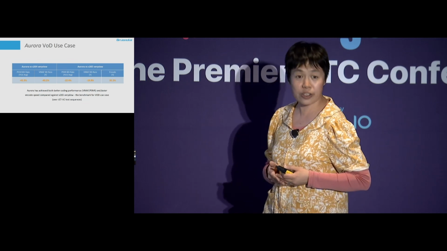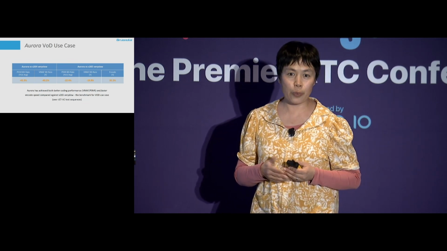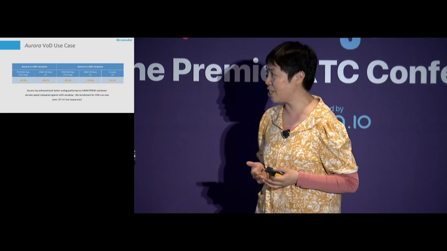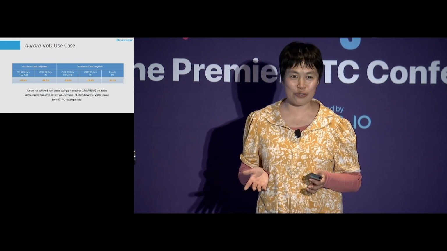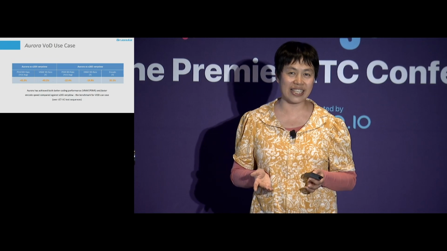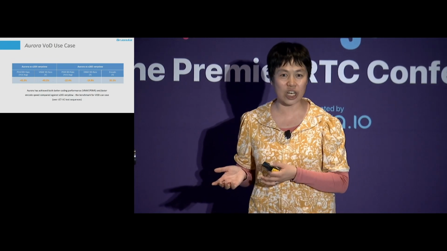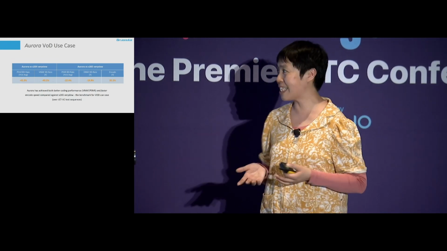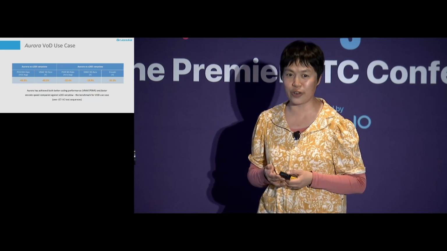Compared against X264 very slow, we achieve even better coding efficiency. But again, X264 is very fast, so even against X264 very slow, Aurora's encoder is still not as fast as the speed level of X264 very slow yet.